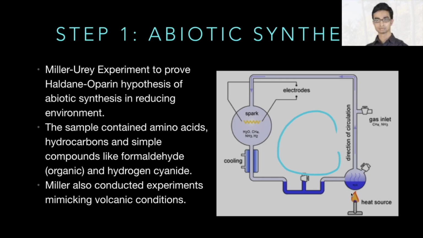The sample contained amino acids, hydrocarbons, and simple compounds like formaldehyde and hydrogen cyanide. Miller also conducted experiments mimicking volcanic conditions of the primitive Earth.